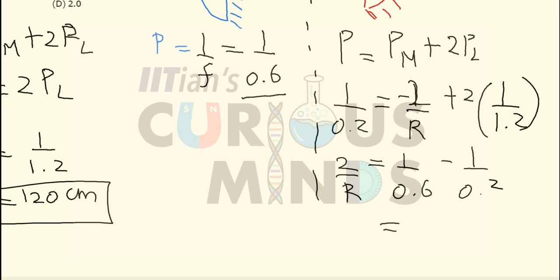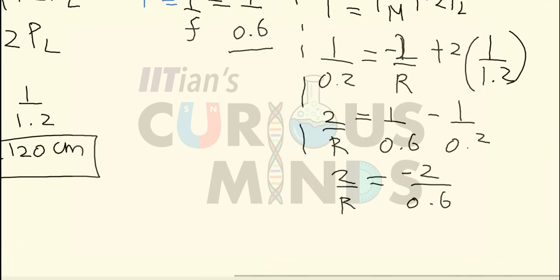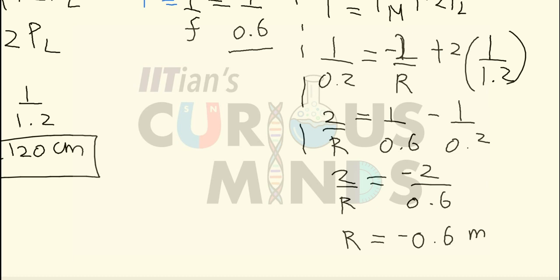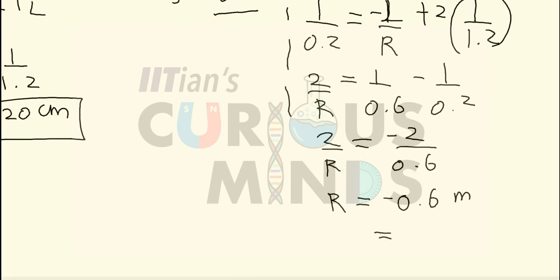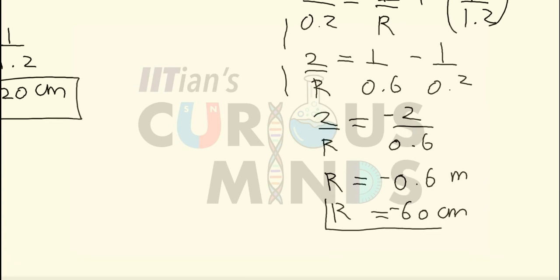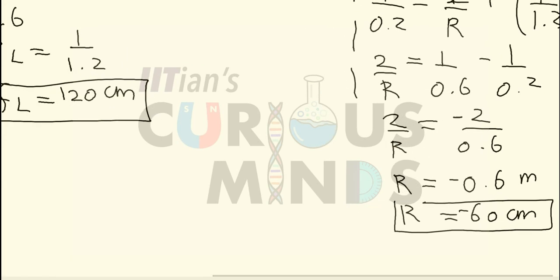So it will be equal to 3 minus 1 divided by 0.2 gives 1 minus 3, which is equal to minus 2. So minus 2 divided by 0.6 is equal to 2 by r. So r will be equal to minus 0.6 meter, or the radius will be 60 centimeter, which is negative here. Now let us substitute. I have got the radius.